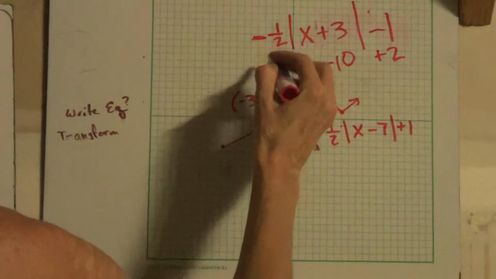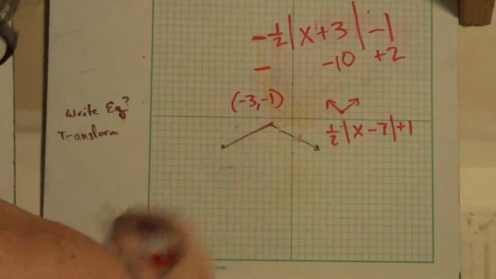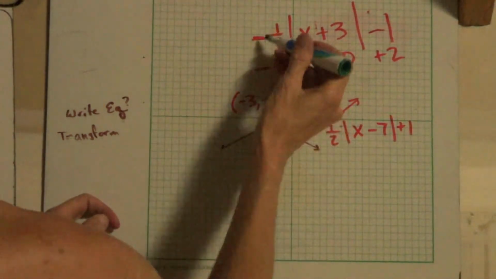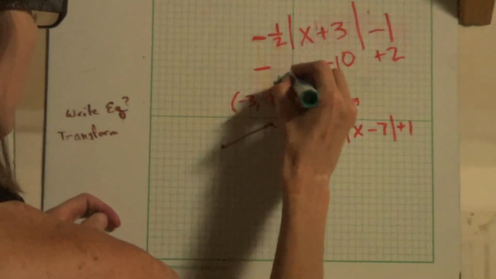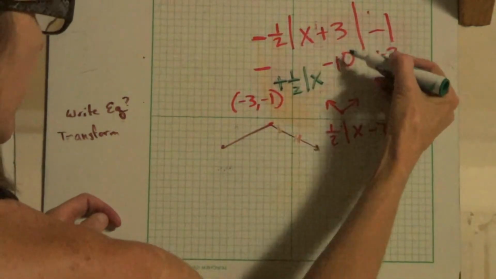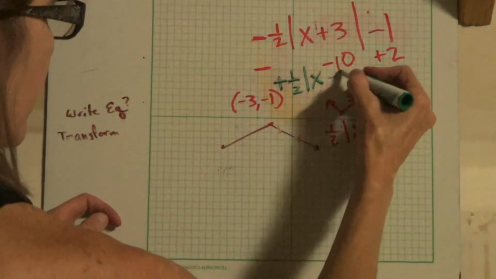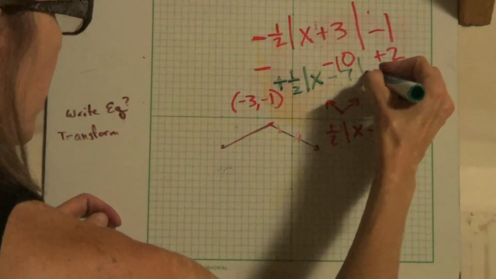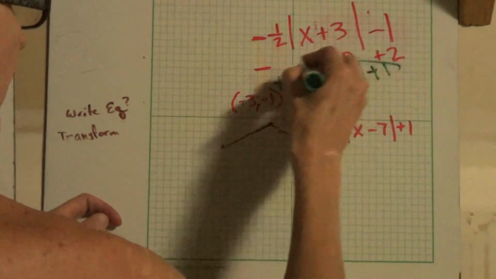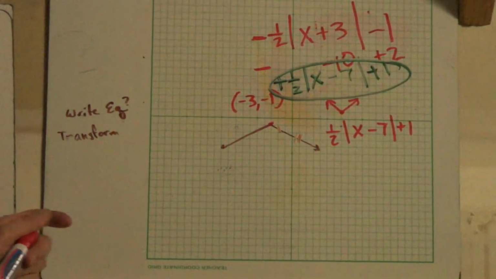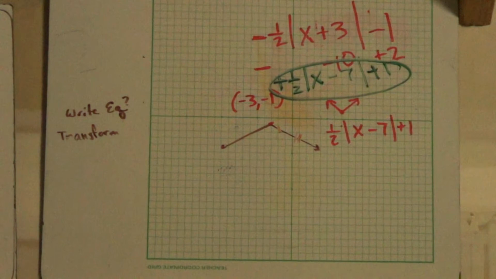A negative and a negative make a positive. Let me use a different color because I'm getting kind of squeezed there. Negative and a negative make a positive. So it's positive 1/2. X plus 3 and a minus 10 make a minus 7. Positive 2 and a minus 1 make a positive 1. So you can see, you can get it algebraically or you can get it graphically. Okay, we'll see you in class. Be ready to play with these quite a bit.